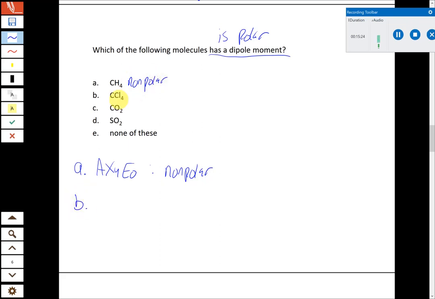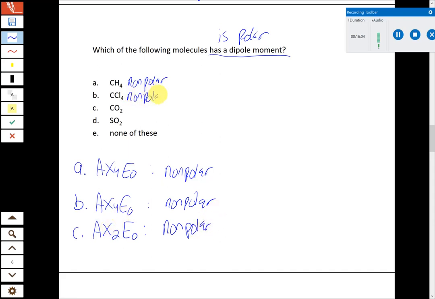For choice B, CCl4, again, it's just carbon at the center with four things bonded to it. So without even drawing the Lewis structure, we can suspect that it's going to be AX4E0 because carbon would not want to expand its octet. So if it has four things bonded to it, it's going to be AX4, nonpolar. CO2, we would get AX2. Again, no lone pairs on the center atom. Typically with carbon at the center, you don't have lone pairs. So if carbon is bonded to two or four of the same thing, it's typically going to be nonpolar, and that's what we see for CO2 as well. AX2E0, it's a linear molecule, the two dipoles cancel out. So the first three are all nonpolar.